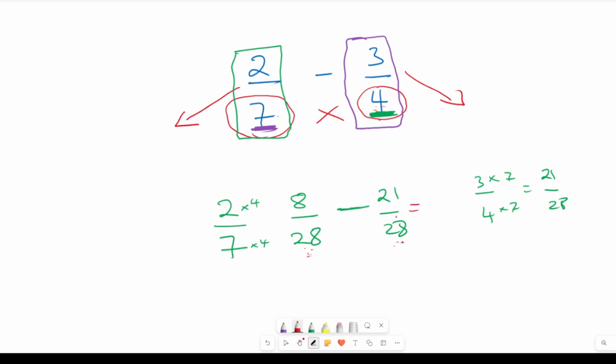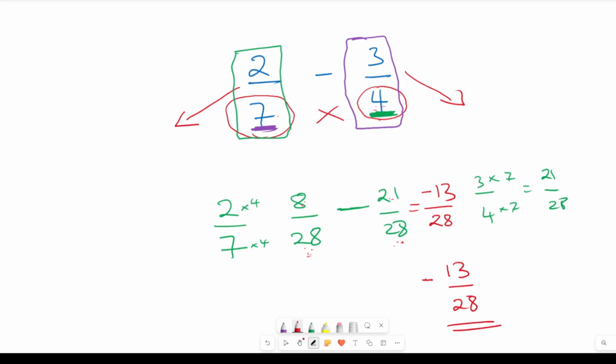Then I can simply go ahead and do what I was taught in primary school. Carry the denominator over and then perform the operation at the top. So 8 minus 21 becomes minus 13. So my answer then becomes negative 13/28. So that is how you can use equivalent fractions, even if the denominators are not multiples.